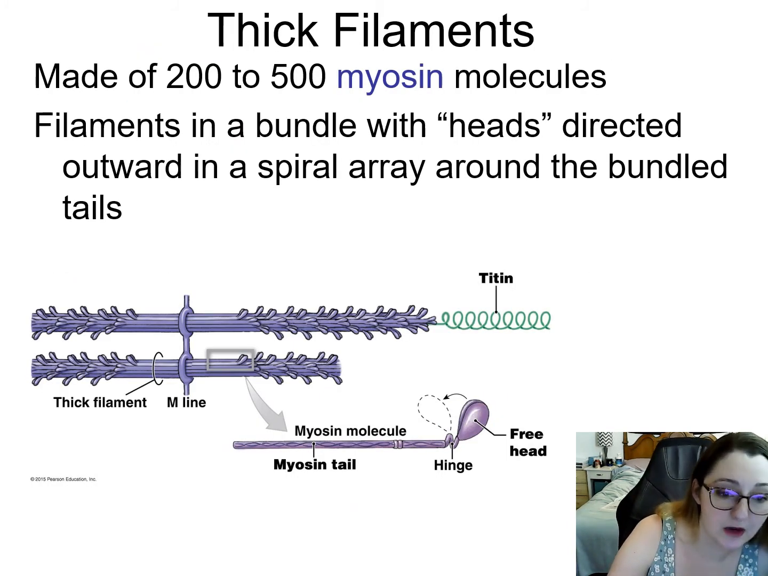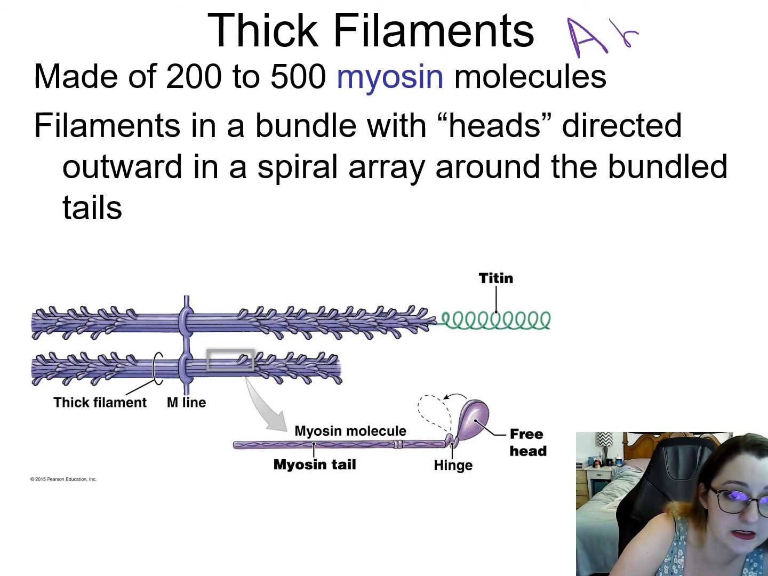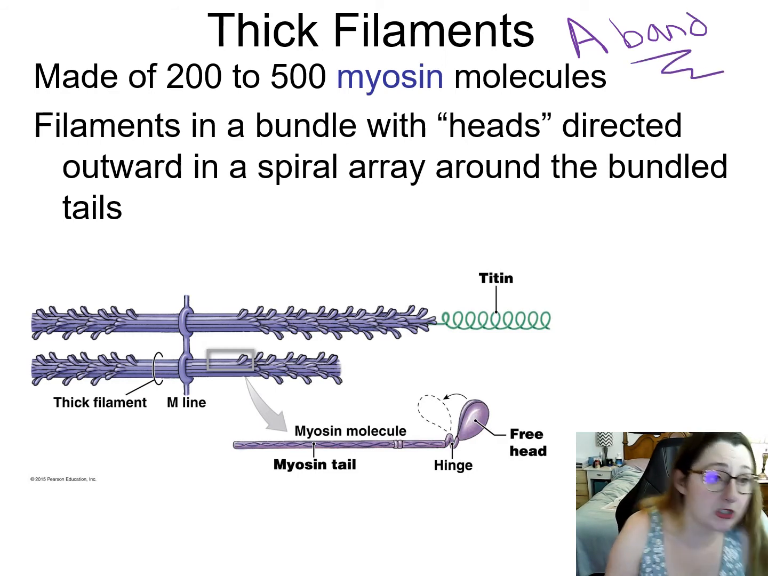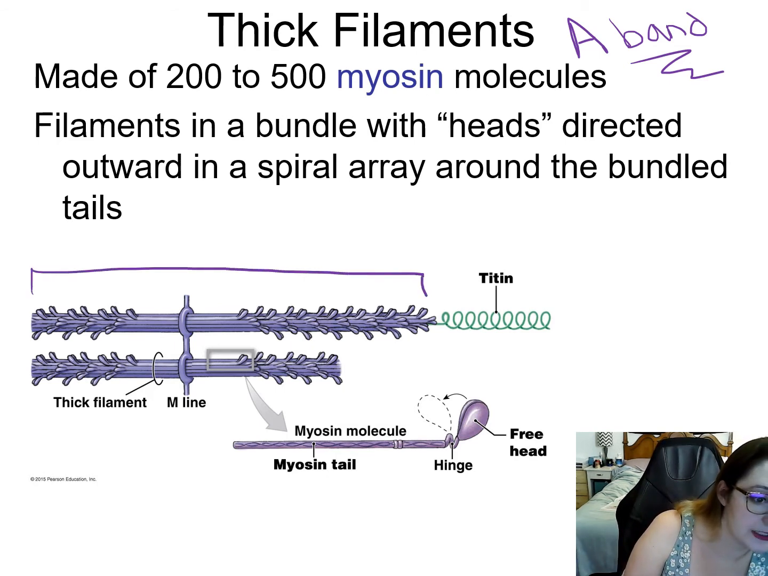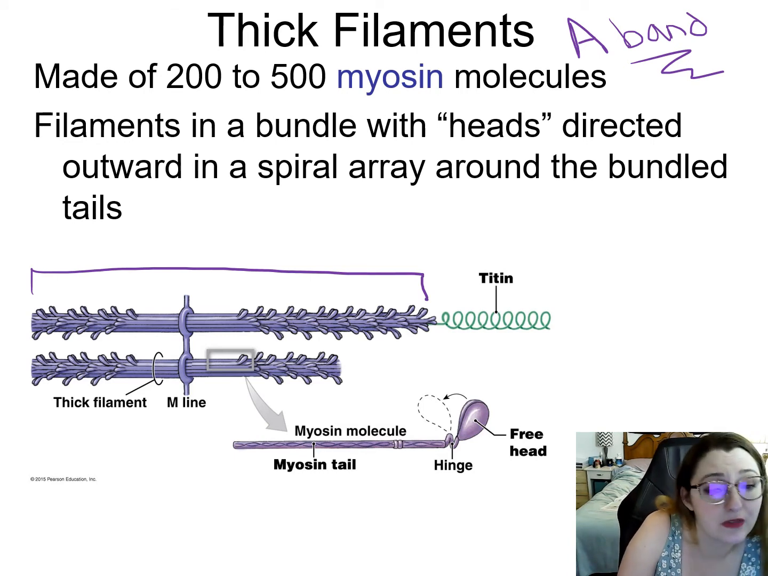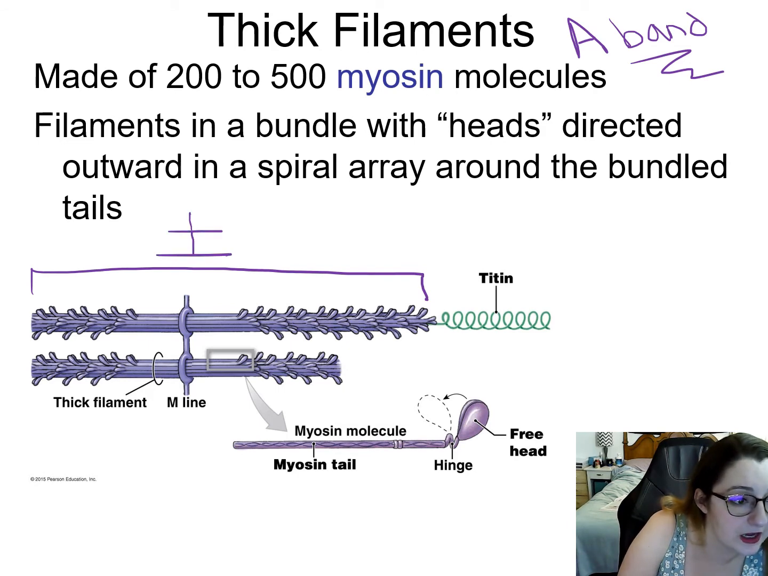So speaking of our thick filaments, and keep in mind that this is our A band, it is made up of 200 to 500 myosin molecules. So just to give you an idea, what this graphic is showing us right here is that very middle section of the A band. So these are the H's that are lined up, and this is the M line. We're looking at the M line right here down the middle.